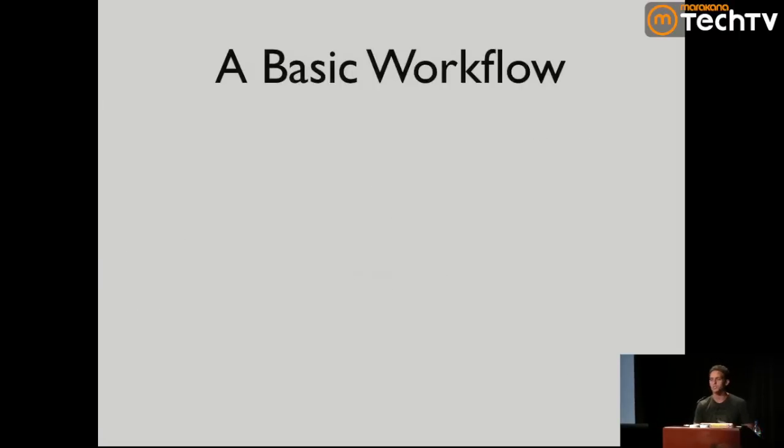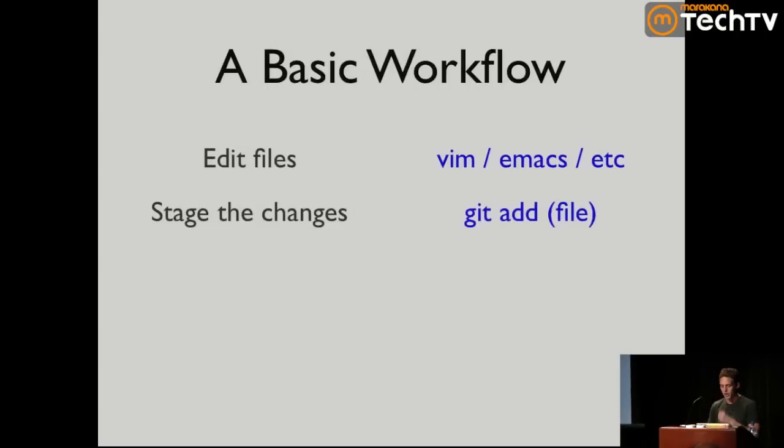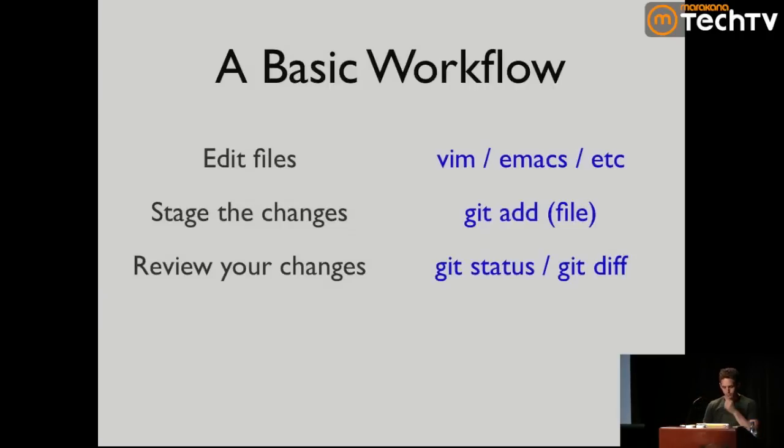Okay, so then you record a snapshot. The basic workflow for recording a snapshot is you edit files. So if you're cool, you use Vim. Otherwise, you can use anything else, right? You stage the changes with git add. So you say git add, whatever the file path is, that says this file, as it looks on my disk right now, I want to be in my next snapshot that I share with people when I run git commit. You review the changes with git status or git diff.